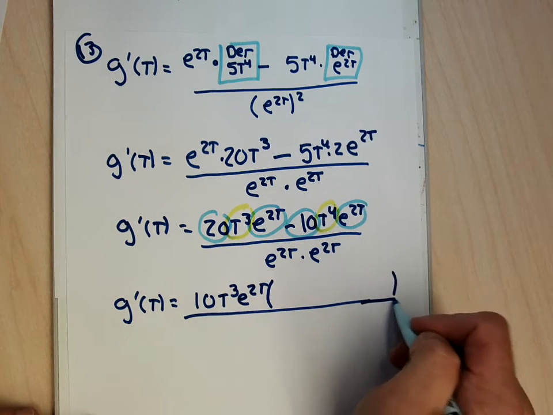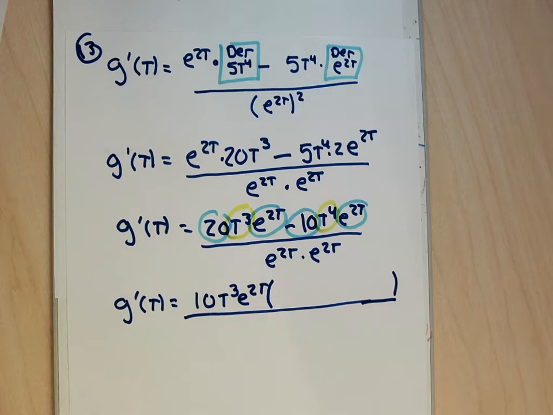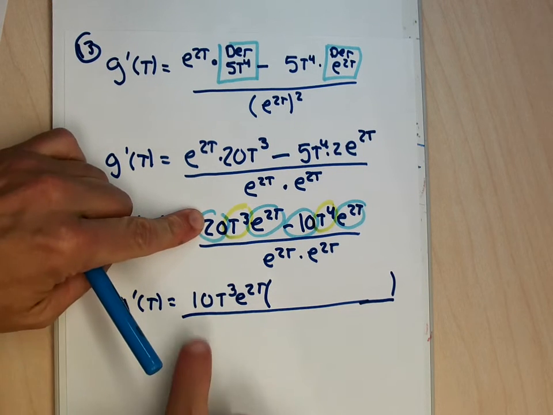And now I have to figure out what's left after I pull out that common factor. The first piece had a 20. I factored out a 10.